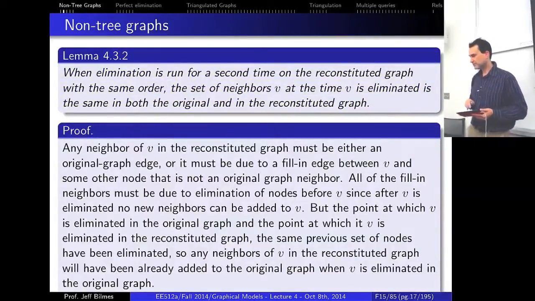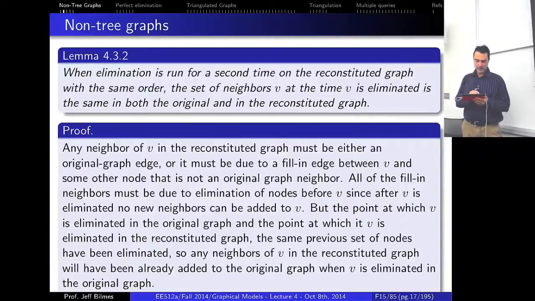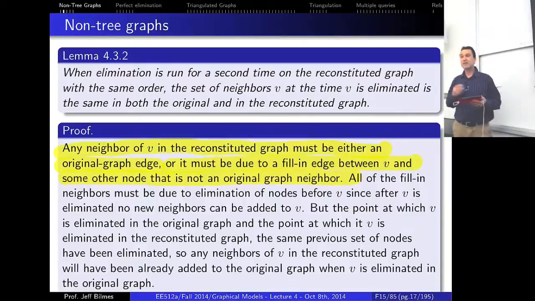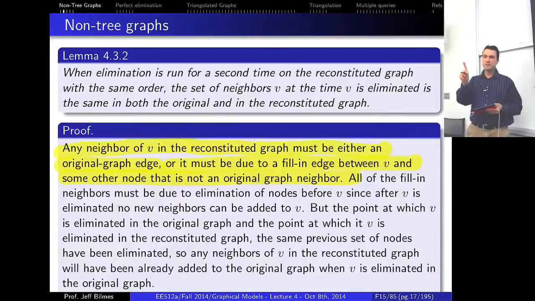But basically, here's how we prove it. So any neighbor of V, where V is any arbitrary node, in the reconstituted graph must be due to either it being an original graph edge, namely it wasn't due to some fill-in, or it must be due to some fill-in edge between V and some other node that was not an original graph neighbor, right? So you're at this point V, and you're looking at its neighbors, and there's only two ways that it could have a neighbor. Either it was an original graph edge or it was a fill-in edge, right? So that seems pretty straightforward.